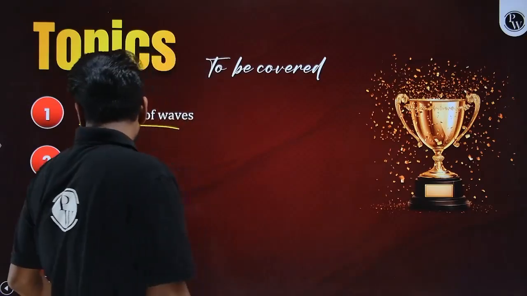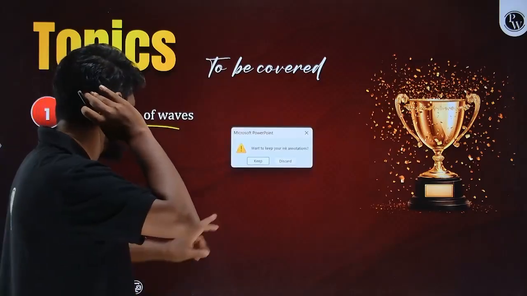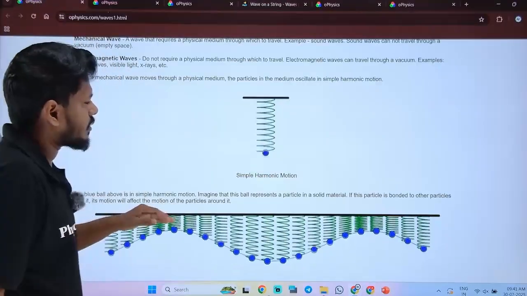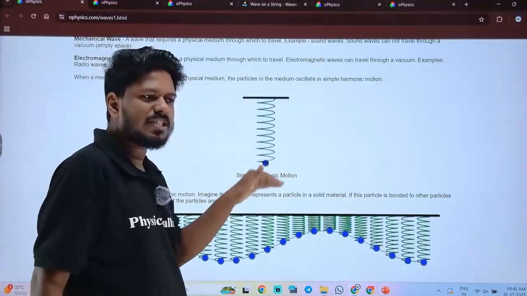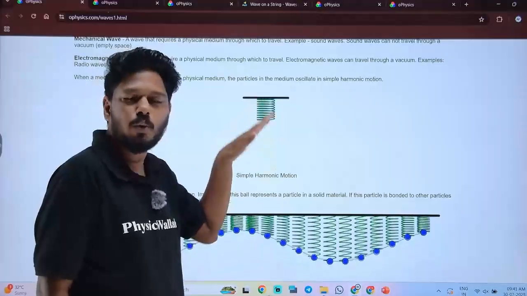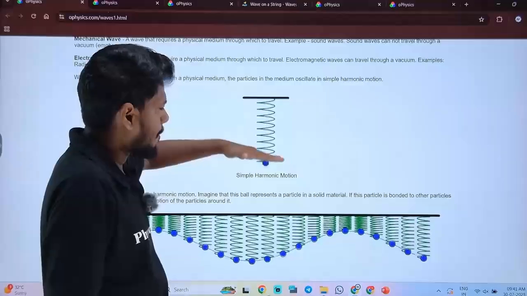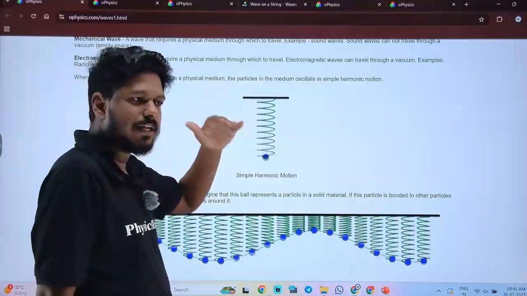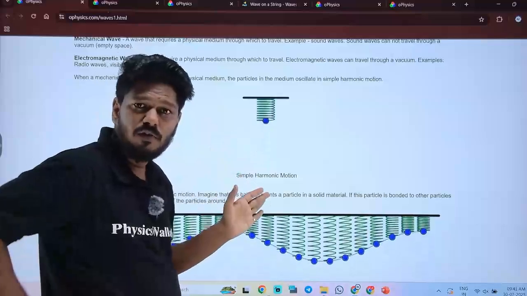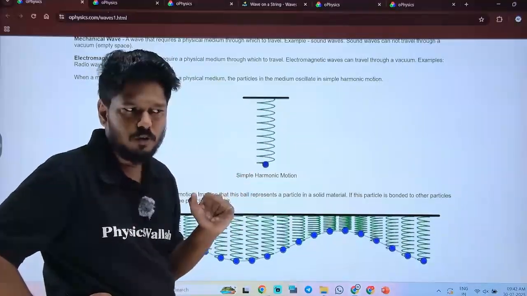Before going into today's lecture, let me give you some demonstration videos, for your better understanding. See, what is this? This is a simple harmonic motion. Why, sir? Because this particle is oscillating to and fro about its mean position. It is going up and down about its mean position. Therefore, we call this simple harmonic motion.